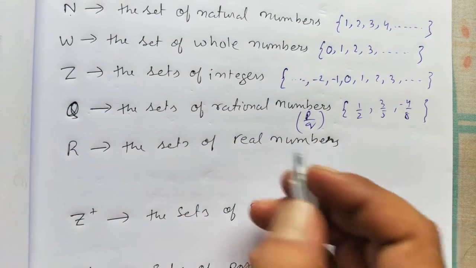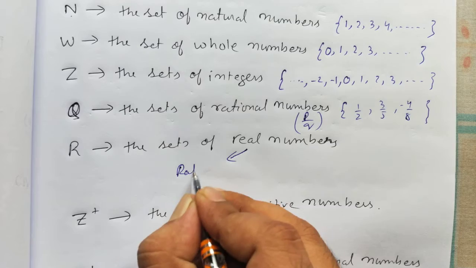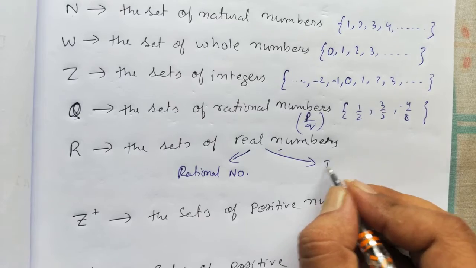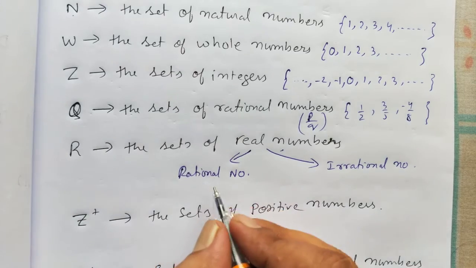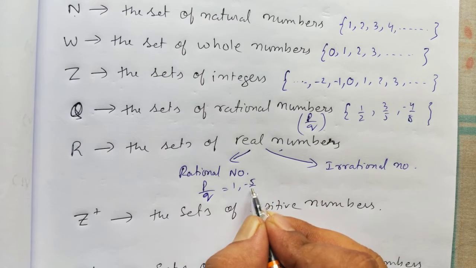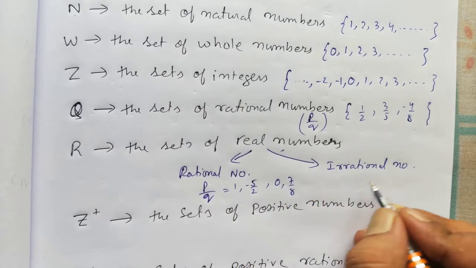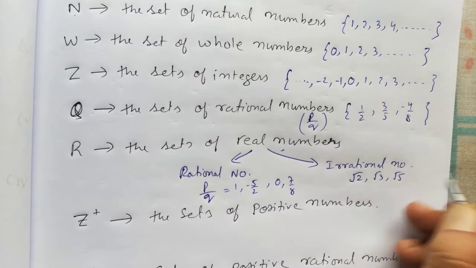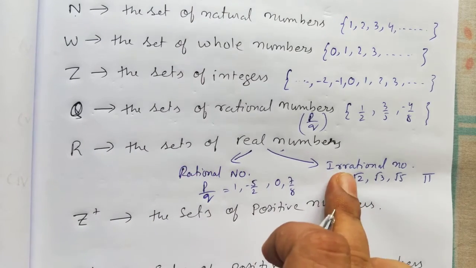Real number means it consists of rational numbers and irrational numbers. You have done this in grade 10. Rational numbers are in the form of p by q, it can be 1, minus 5 by 3, whatever, 0, 7 by 8. And irrational numbers are all those root numbers: root 2, root 3, root 5. You have done this in grade 10. Even pi is an irrational number. So real numbers consist of rational and irrational numbers. Clear?